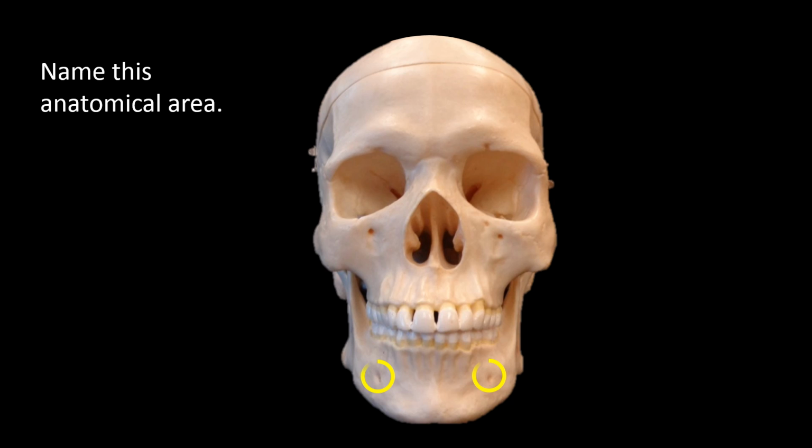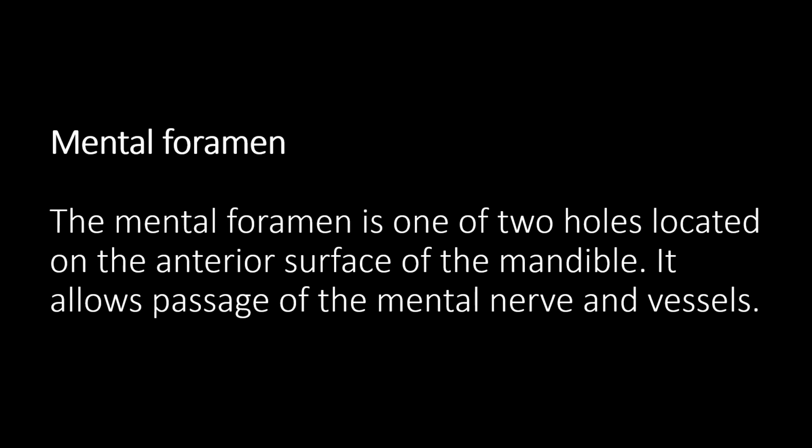Name this anatomical area. Mental foramen. The mental foramen is one of two holes located on the anterior surface of the mandible. It allows passage of the mental nerve and vessels.